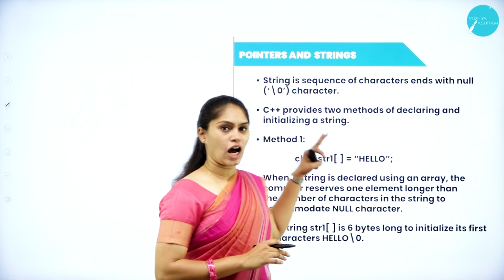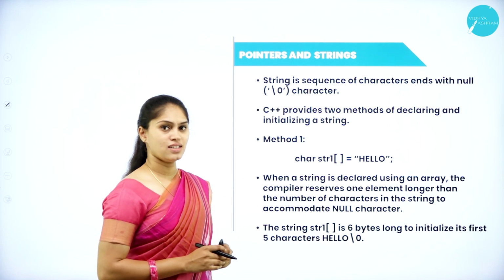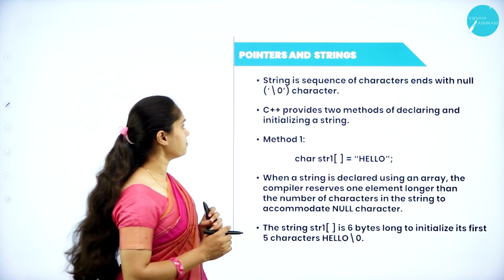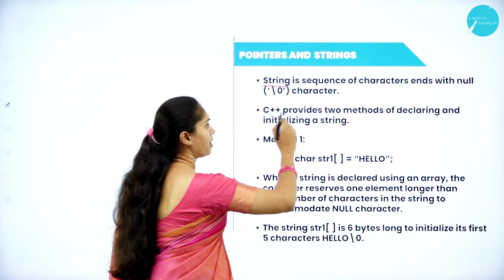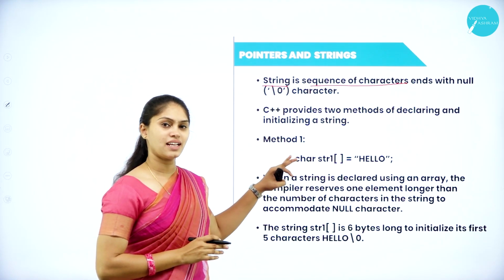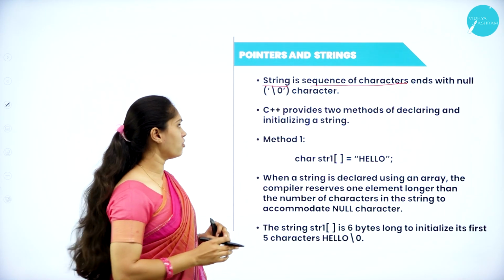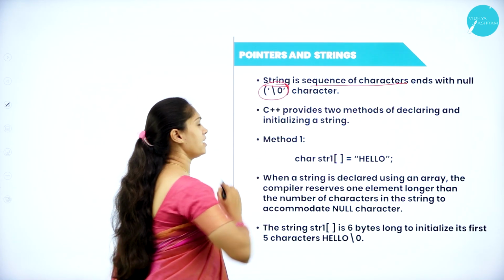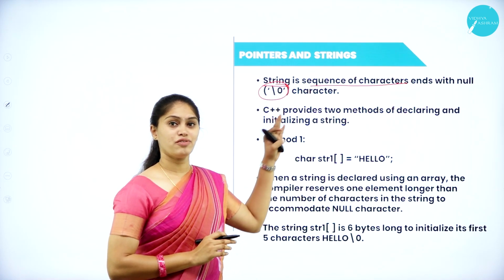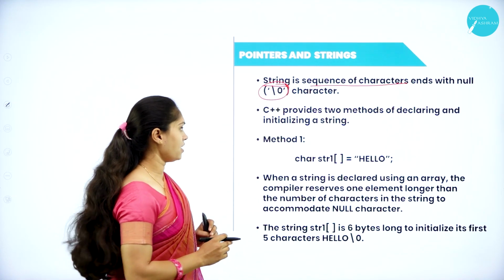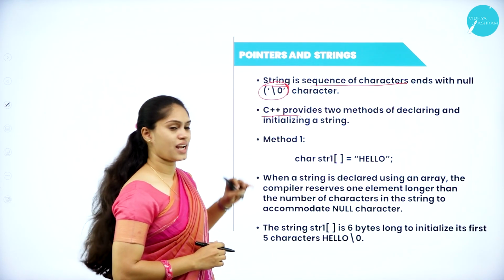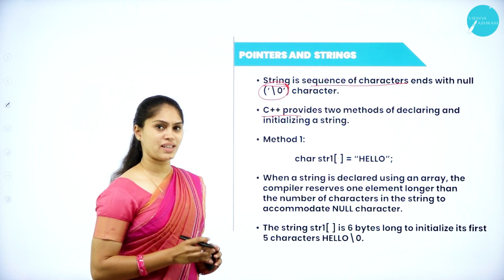So now we'll see how I can use these pointers with strings, and what is the relationship between pointers and strings. A string is nothing but a collection or a sequence of characters that ends with \0. That represents the end of a string, and we have two methods to declare and initialize a string. So what are the two methods that I have?